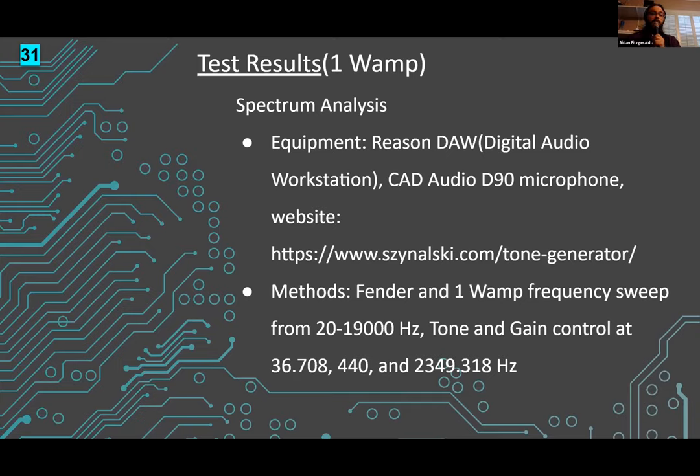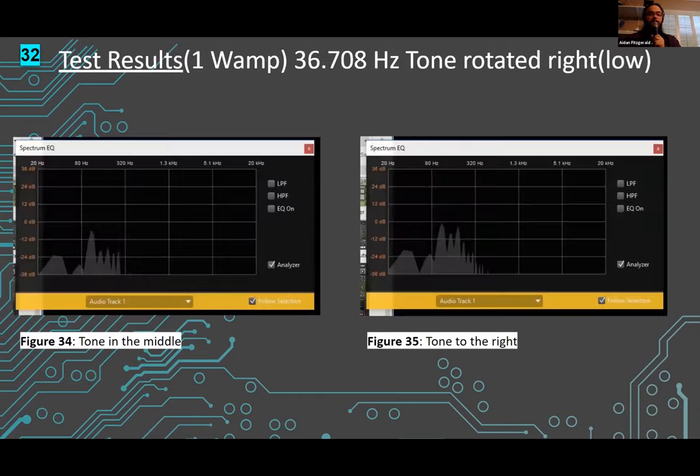Through the Fender and the OneWamp, I swept from a frequency of 20 to 19 kHz, and tested the tone and gain controls from 3.708, 440, and 2349.318 hertz. For reference, if you're curious, 3.708 is roughly D1 or 2, a really low D on a piano.